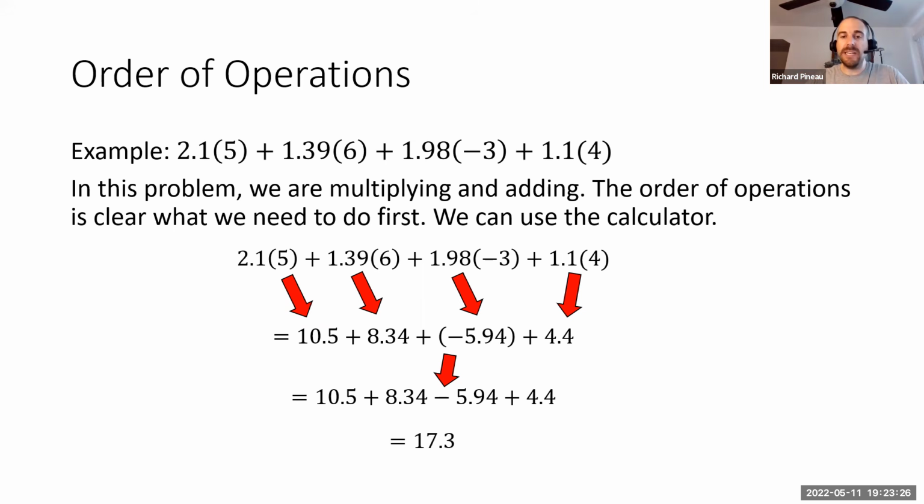In this particular instance, since we have addition and subtraction and addition occurring, you have to work them left to right since it's occurring consecutively. So I do 10.5 plus 8.34. Then I subtract 5.94, and then I add 4.4. So you move left to right through each of these computations consecutively, and you come up with 17.3. So please be careful with your negative signs. It's very, very easy to lose track of those.